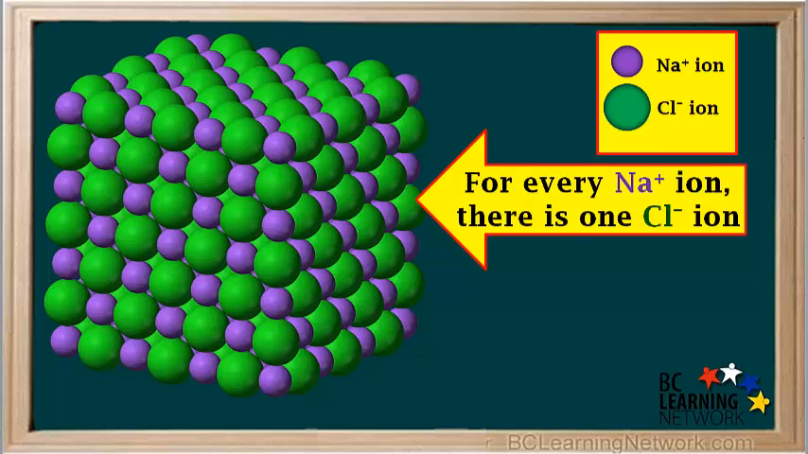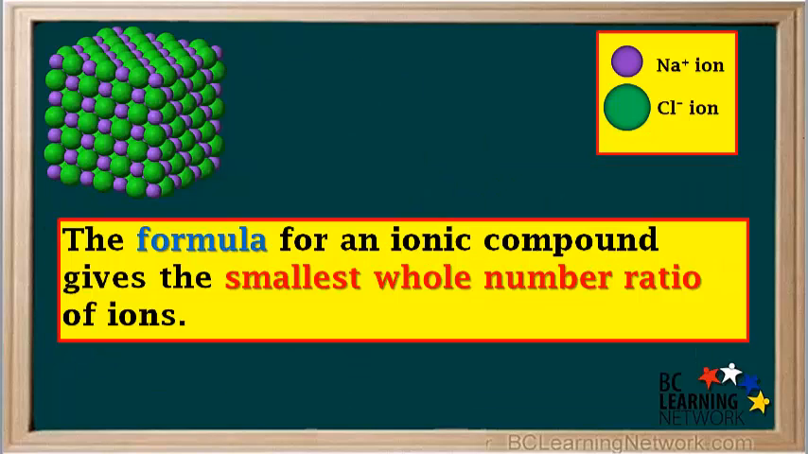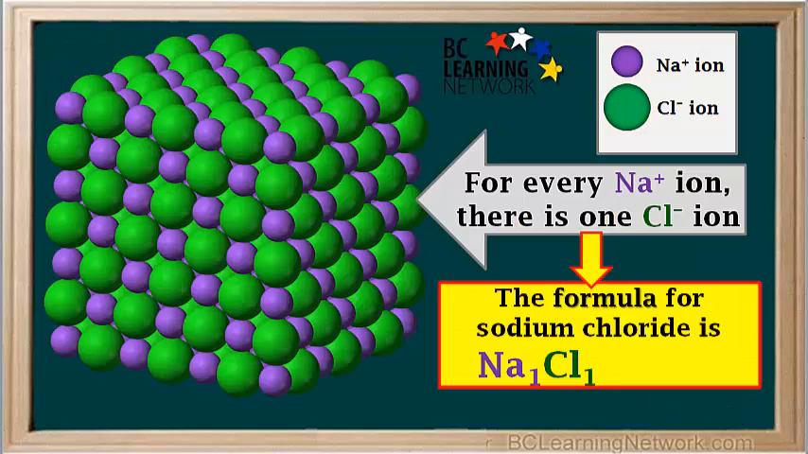Looking at this lattice, you can see that for every Na+ ion, there is one Cl- ion. They're in a ratio of 1 Na+ to 1 Cl-. The formula for an ionic compound gives the smallest whole number ratio of ions. So the formula for sodium chloride could be written as Na1Cl1. Chemists usually leave out the 1 in a formula, so written more simply, the formula is NaCl.